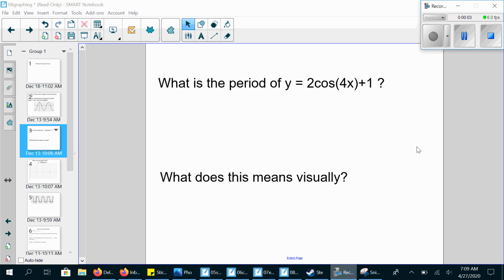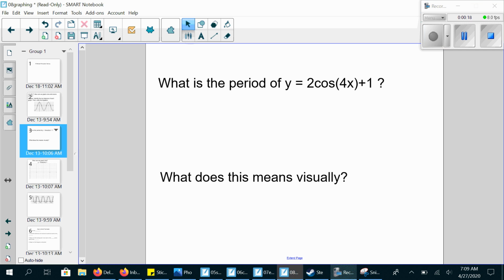Hey friends, today we're going to talk about graphing trig functions by hand. So let's start with this trig function. We've got y equals 2 cosine 4x plus 1. And the question we're going to start with is, what is the period of this function?